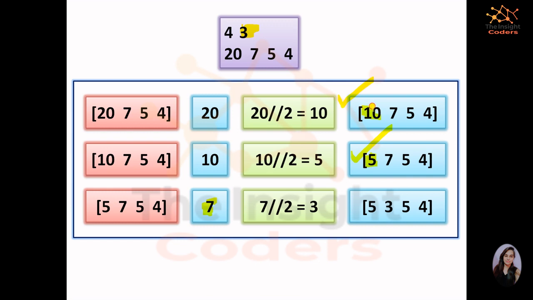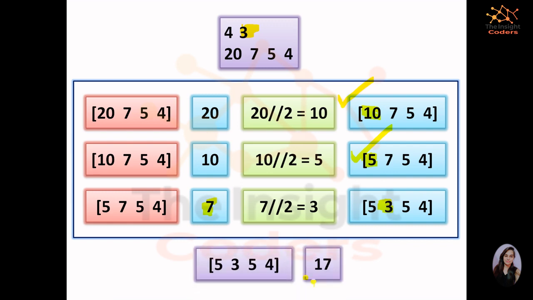Firstly, this 20 converted to this 10, then this 10 to 5. Now the max, that is 7, is being converted to 3. That means this is my final list, and this 17 is actually the sum of this list. 5 plus 3, 8, 8 plus 9 is 17, right? So this is what we have to do.